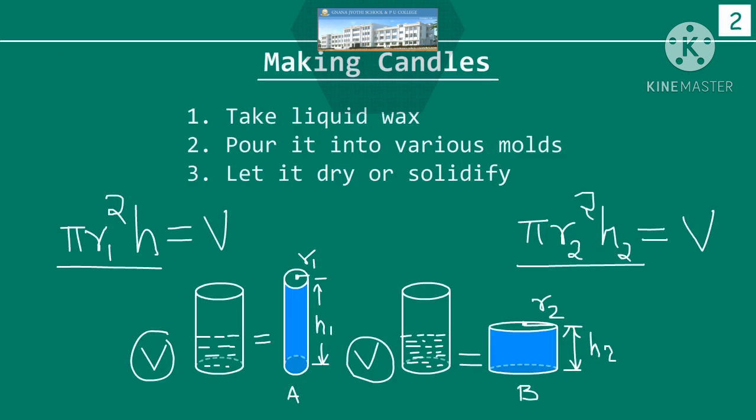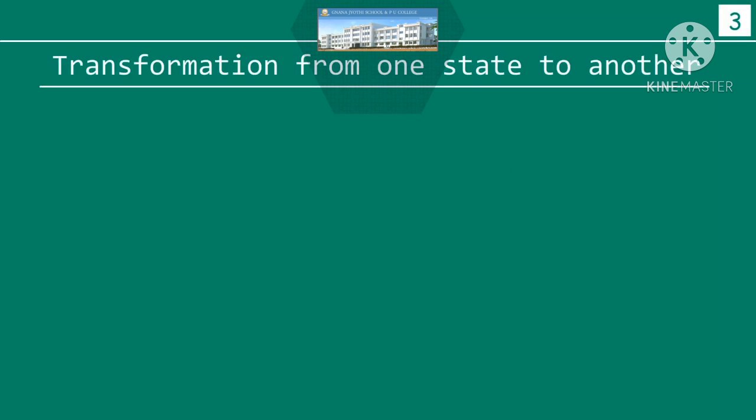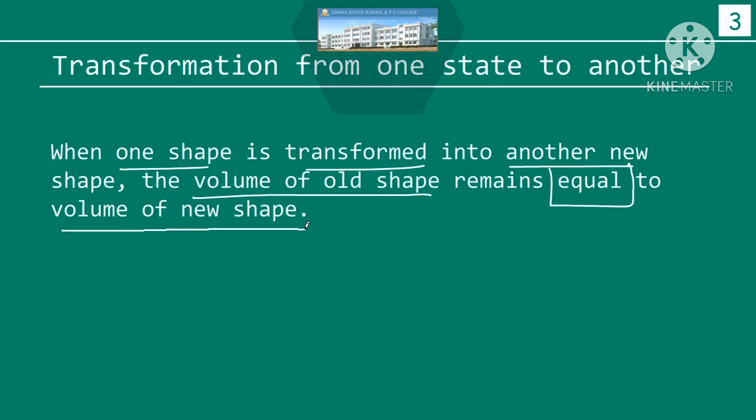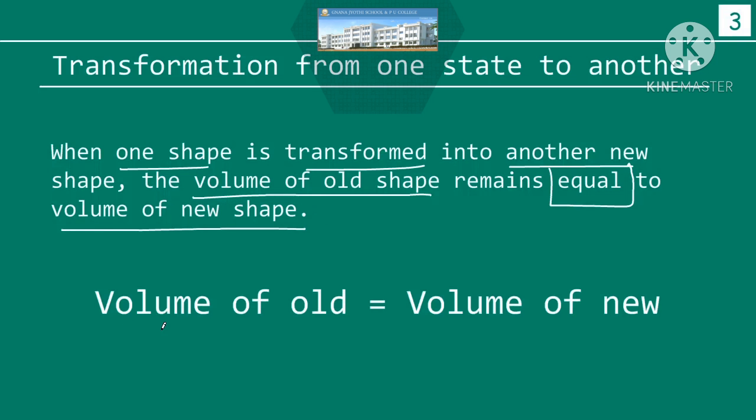So friends, the point that we are looking to drive at is, as we have transformation done from one state to another, when one shape is transformed into a new shape, the volume of the old shape remains equal to the volume of the new shape. This is very, very important. In other words, this point, that volume of the old is going to be equal to volume of the new, is super duper important. Each asterisk is for very.